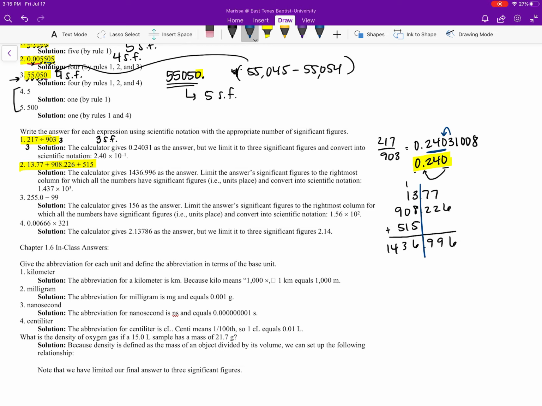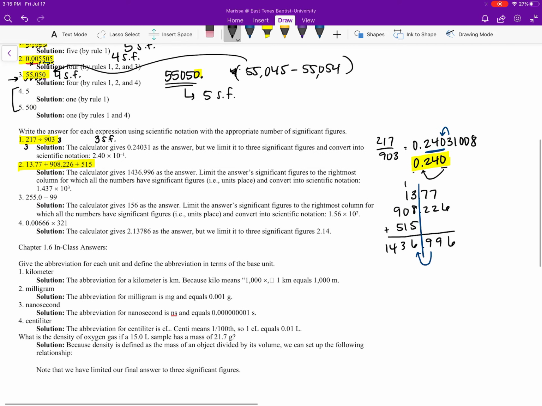Now I'm going to look at the number on the right side of the line and decide, does it round up or round down the number on the left? And in this case, 9 rounds up, and so my final answer is 1,437.